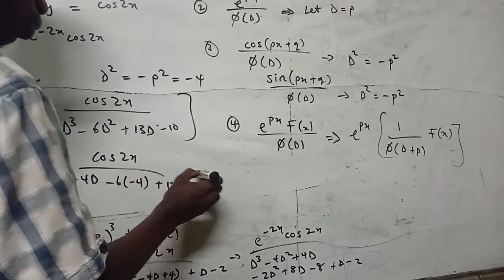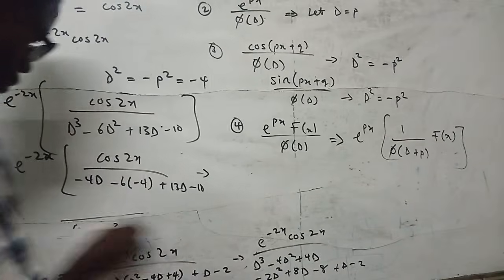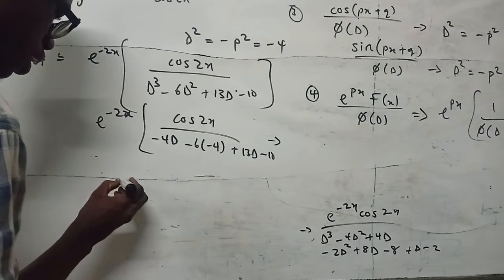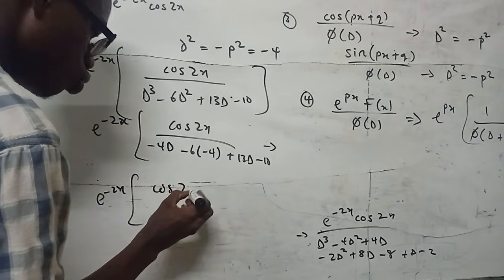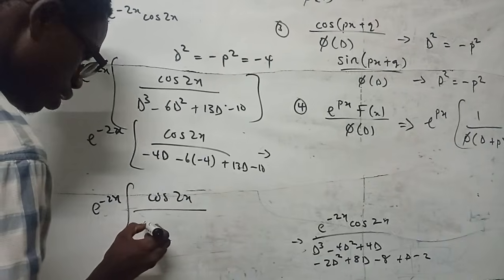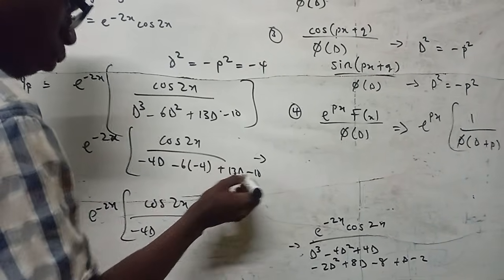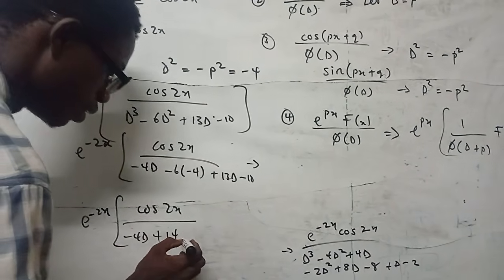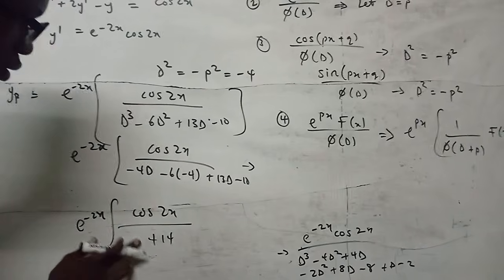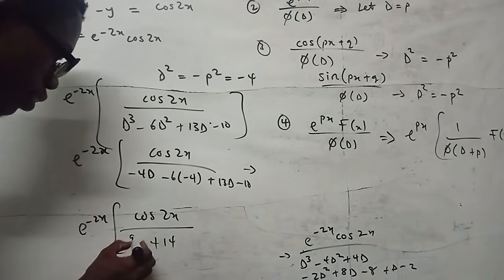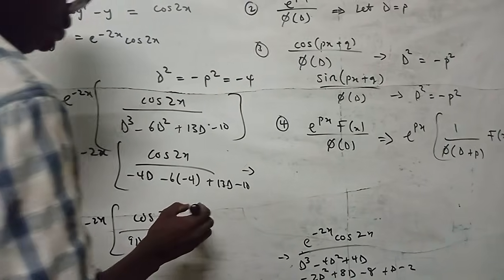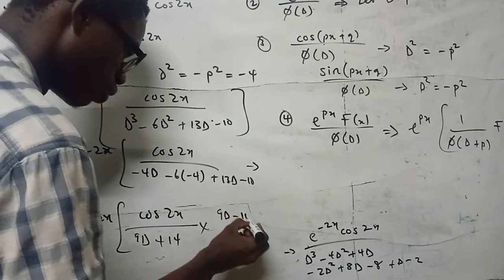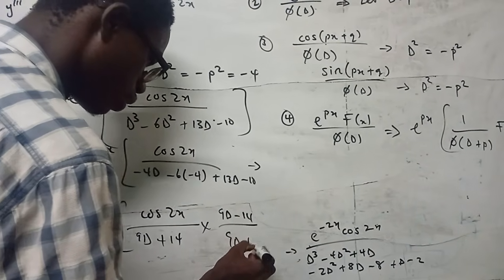So what I have here is now something I can translate as e minus 2x cos 2x over minus 4d plus 24 minus 10, that's plus 14, plus 13d. 13d minus 4d is 9d. So we have 9d plus 14. So what do we do? We multiply both numerator and denominator by the conjugate, 9d minus 14 over 9d minus 14.